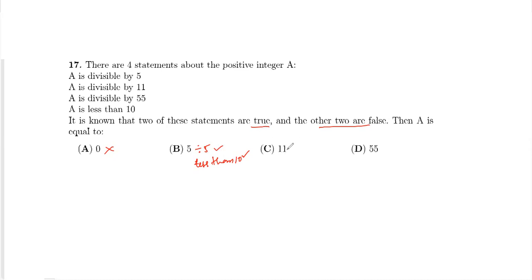If it is divisible by 11, only one condition is getting met, because all other conditions, that it is divisible by 55, will not get met. It is not less than 10. It is also not divisible by 5. So 11 is not my answer. Similarly, if you do 55, then 55 is divisible by 5, by 11 and 55. So 3 conditions will be true and 1 condition will be false. So this is also not my answer. My answer will be option B.